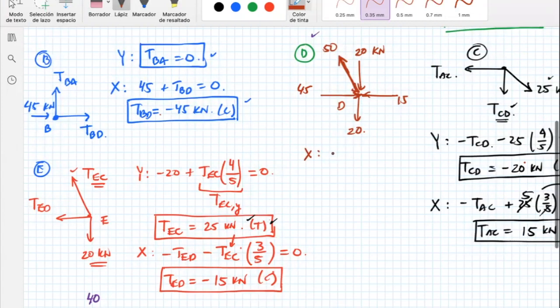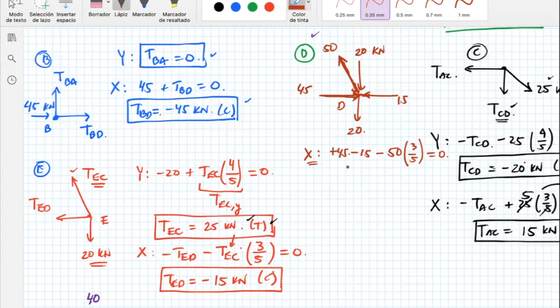So for x, I have this plus 45. This one is going to the right, minus 15 going to the left, and this 50, but not all the 50. So I'm going to put minus 50 because it's going to the left, multiplied by the horizontal part because I need the x part. So 3 divided by 5, and this should be 0. Otherwise something is really wrong.